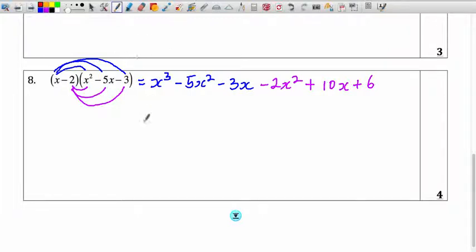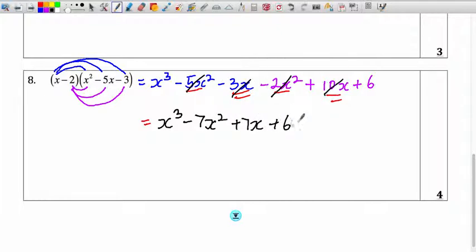And last piece of the problem is to identify any of our like terms, of which we have two pairs. And so we have x cubed remains unchanged, minus 5x squared minus 2x squared will give me minus 7x squared, minus 3x plus 10x is going to give me plus 7x, and plus 6 is left over.